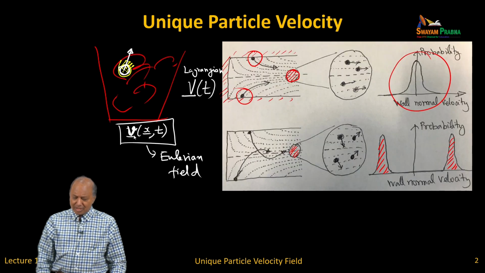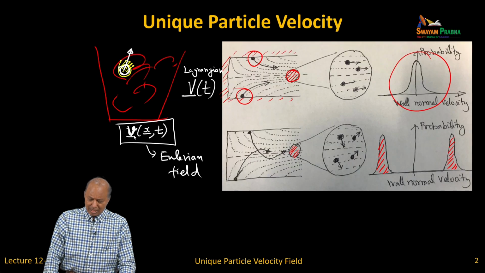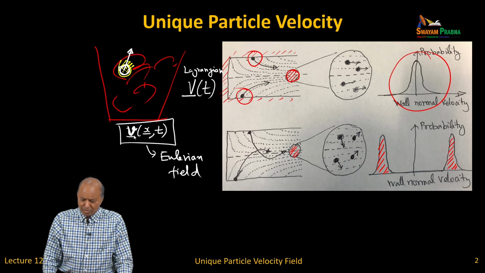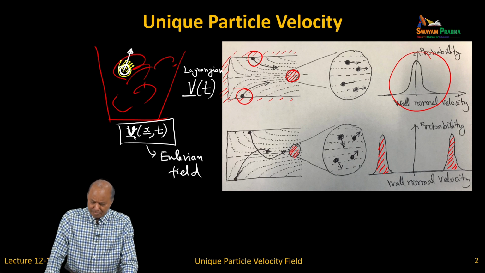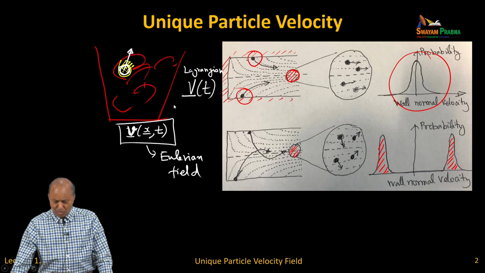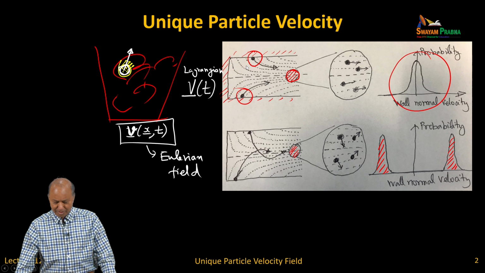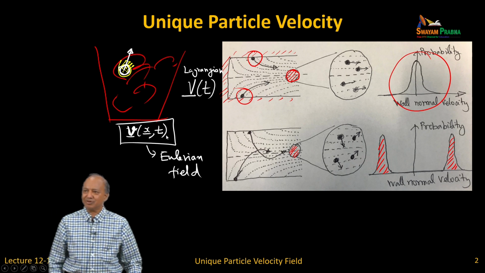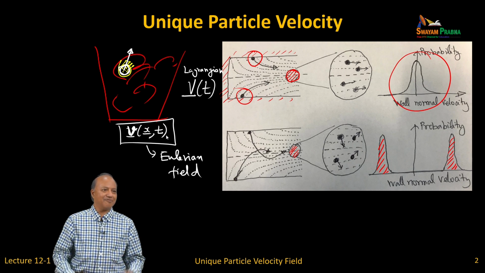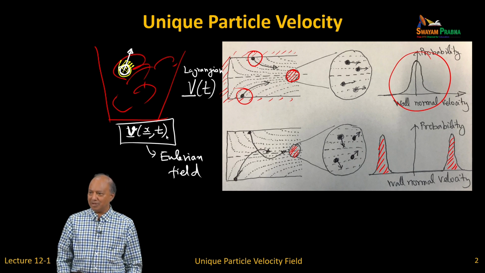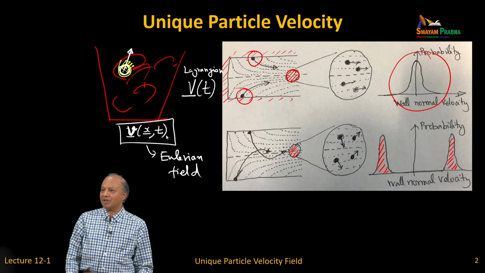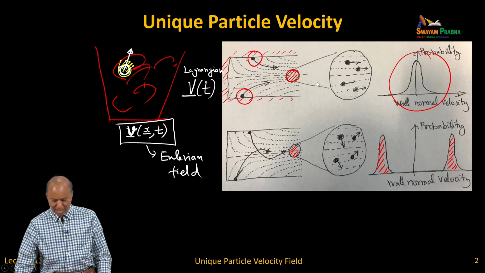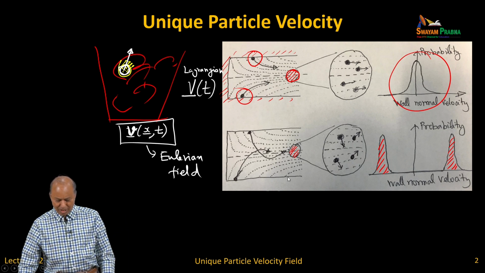So, one of the things, this is some work I did some time ago, is to say what happens in this kind of situation if the particle velocity is unique. In other words, particles are not having different velocities, at least when they are by themselves. When can particle velocity be unique?